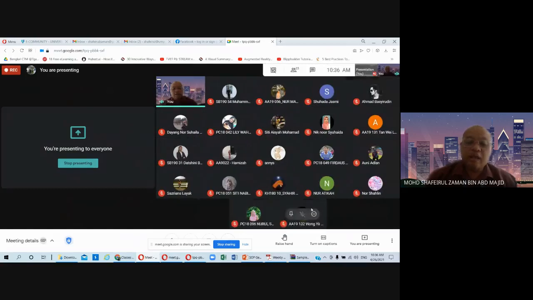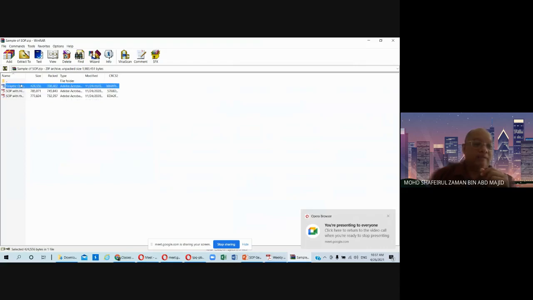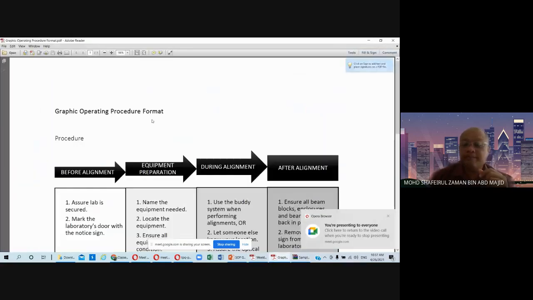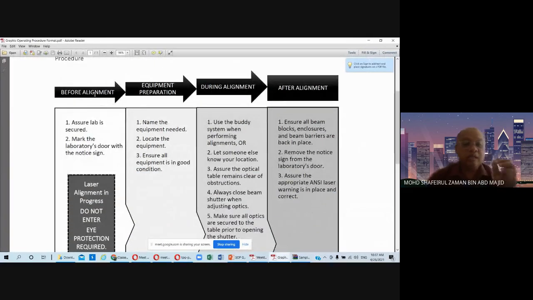All right. So now we are going to have a look at some examples of graphic operating procedures, standard operating procedures. And then we're going to have a look at the flowchart and also the hierarchical sample. So you can also have a look at this kind of example in our Kalam platform. Let's have a look at the graphic operating procedure here. So this is the graphic operating procedure, the procedure before alignment. These are the steps that you need to follow to perform the task.